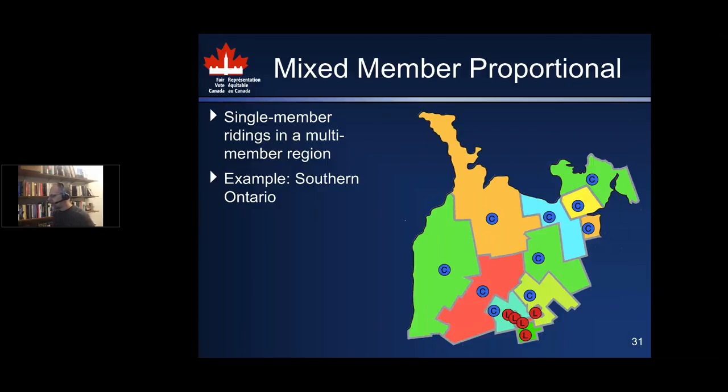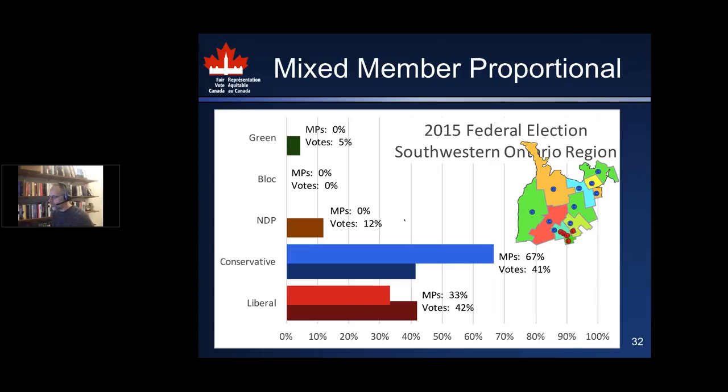In the 2015 election, this group of 15 ridings elected 5 Liberals and 10 Conservatives. If you compare that with the vote, the Conservatives got many more seats than they deserved, at the cost, of course, of the Liberals, the NDP and the Green. They got two-thirds of the seats when they only deserved 40%.